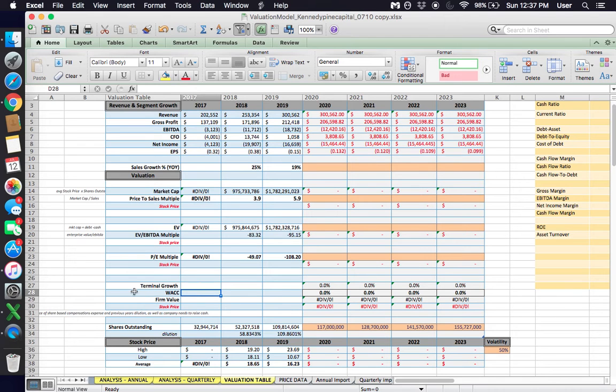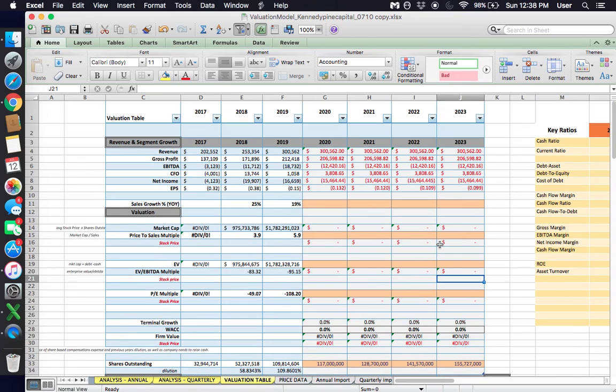And then you have your discounted cash flow method here, which is a measure of the terminal growth and the weighted average cost of capital, and that will give you your firm value. It's based on your cash flows, your cash flow from operations. So let's actually just jump into this one.